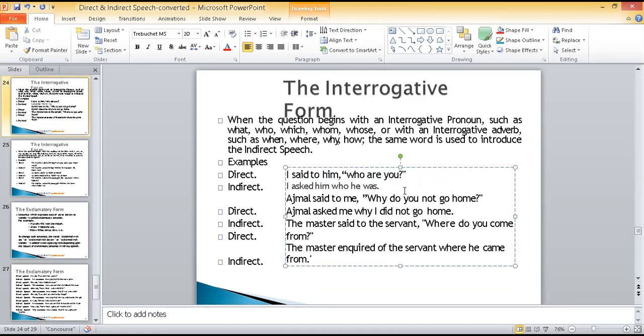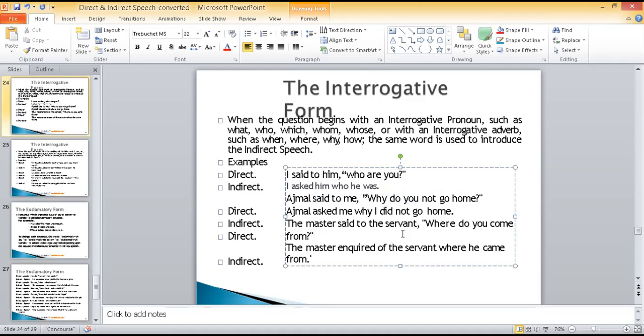Let's do it this way. Ajmal said to me, "Why do you not go home?" Ajmal asked me why I did not go home. I told you that. See, 'said to me' changes into 'asked me', and then 'why' would remain as it is, and 'do you' is involved, so you know that you can convert it into 'I', and because you have 'me', it means that you can involve yourself. I did not go home.